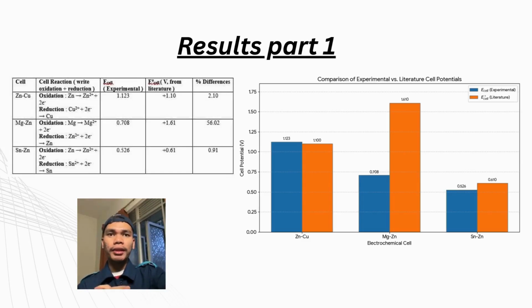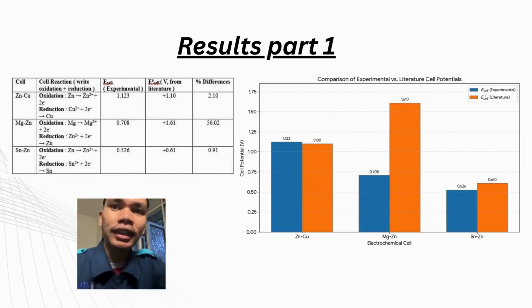So today I will be diving into the results of our experiment. Specifically, we will be comparing the measured cell potential, or E cell, for 3 different cell combinations against the theoretical value from literature. For our experiment, we focus on 3 cells: zinc copper, magnesium zinc, and tin zinc. We aim to measure the potential and analyze the accuracy of our results by calculating the percentage difference from the accepted standard value.